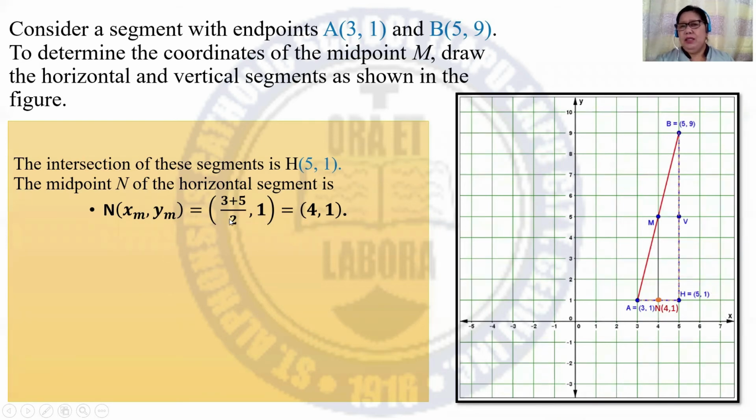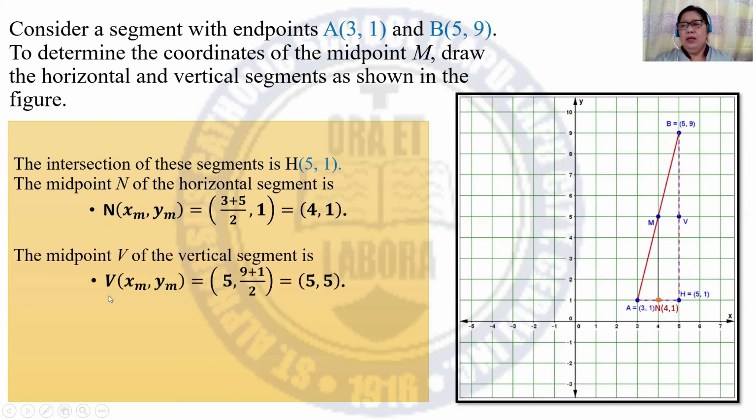Then simplify this part. We have 8 over 2, which is equivalent to 4, and 1. So the coordinates of N are (4, 1). The midpoint V of the vertical segment has 5 as the value of the x coordinate, and for y, we have 9 plus y sub 2, which is 1, over 2. The 9 plus 1 is 10 over 2, which is 5. So the coordinates of V are (5, 5).